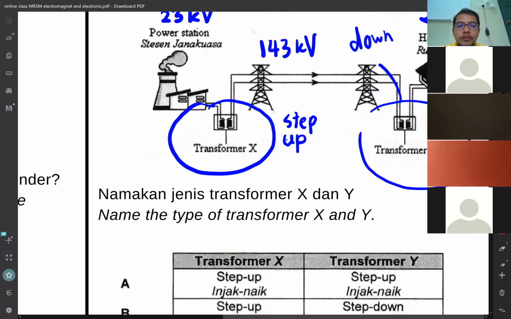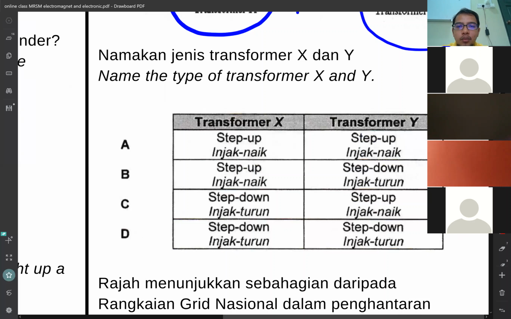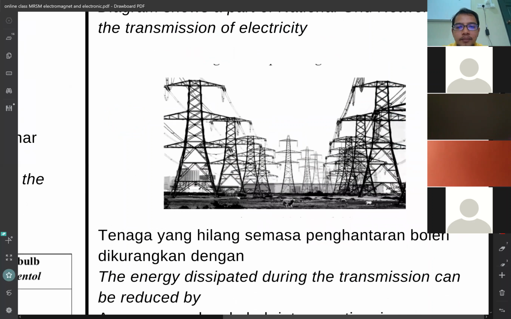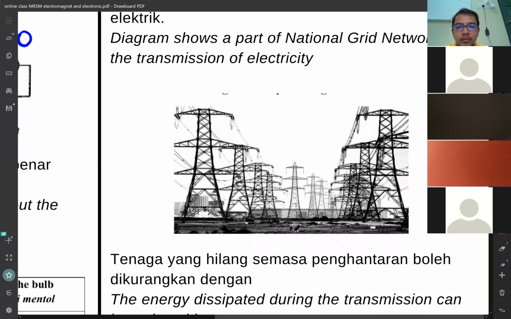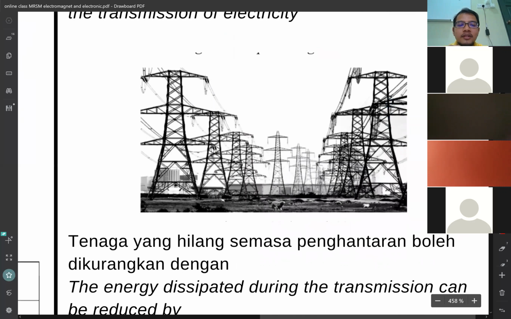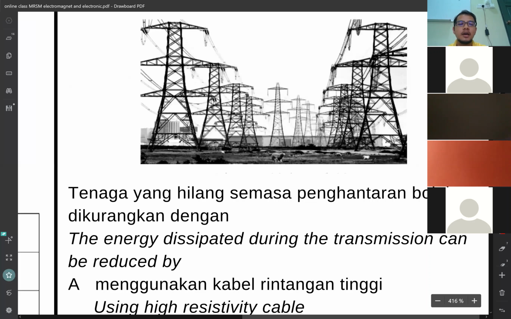Name the type of transformer. So X will be up and Y will be down. Because there's only one up, the other will be down. Okay, you see this most of the time. This is what we call the national grid network system, which sends you the volt, the high voltage. That's why if you see this, there will be a signboard near it stating danger, high voltage. Okay, danger, high voltage.